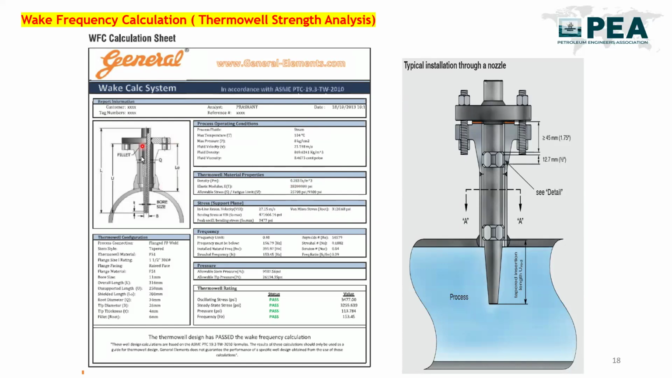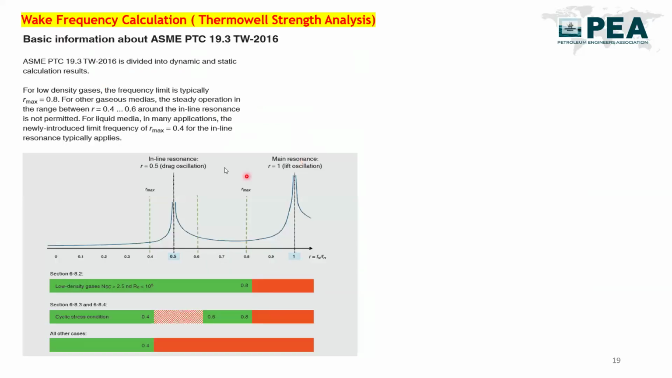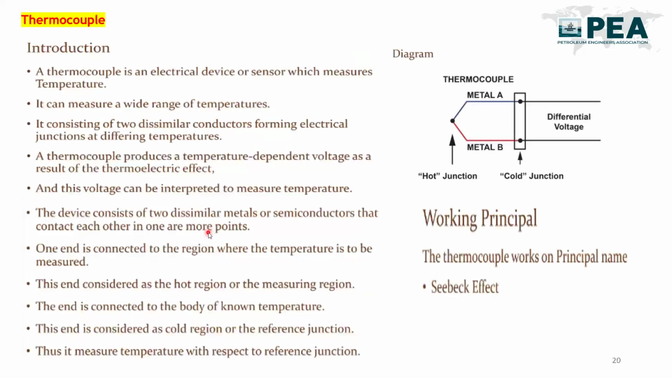Also it will be asked during the interview what the different process parameters are which are crucial while selecting the thermowell. So guys, for selecting the thermowell we have some crucial process parameters: process fluid type, maximum temperature, minimum temperature, velocity, density and viscosity. These are very crucial while selecting the thermowell design. The material of the thermowell will 100% depend upon the process fluid temperature and pressure and their chemical properties. So this is the thermowell wake frequency calculation we do in the industry. The frequency ratio should be below 0.4 while selecting the thermowell.